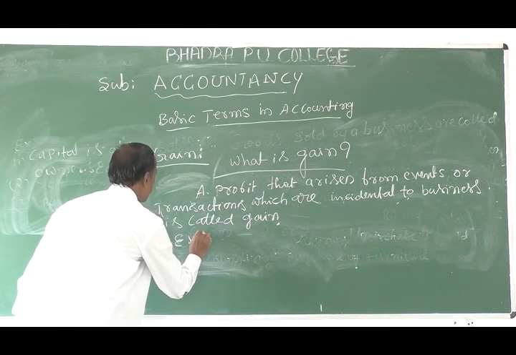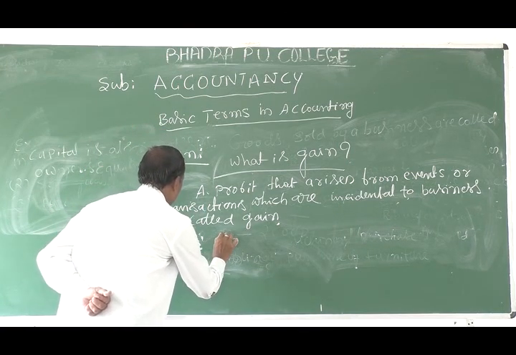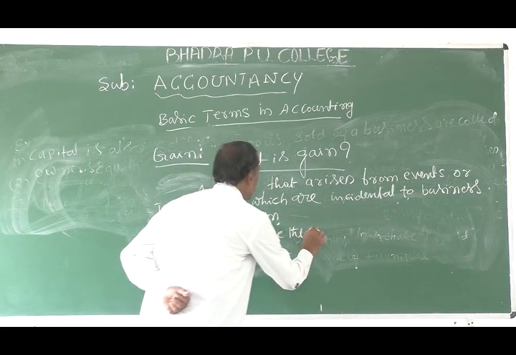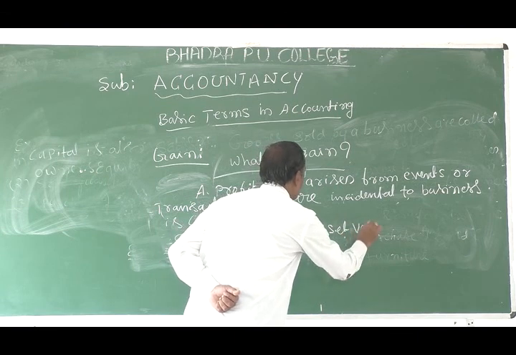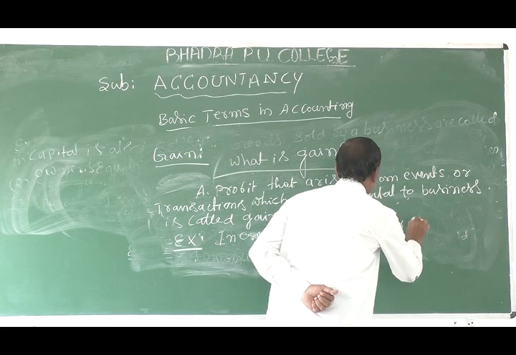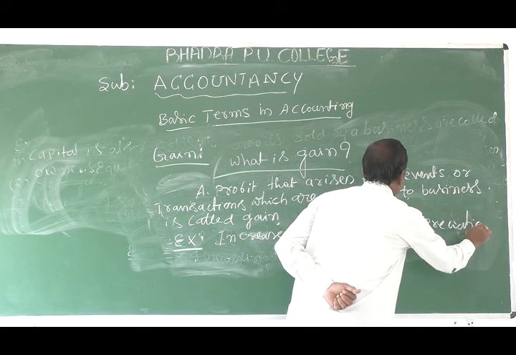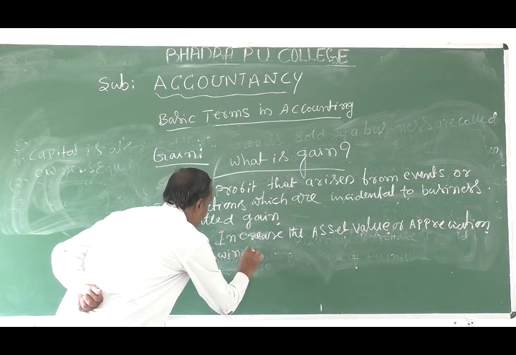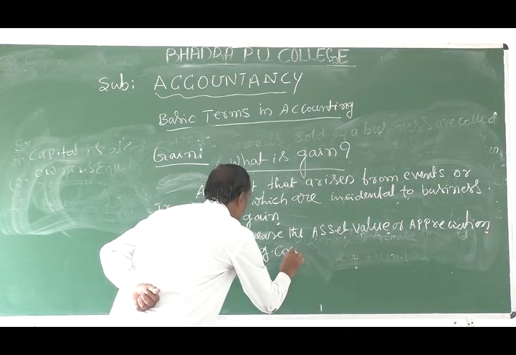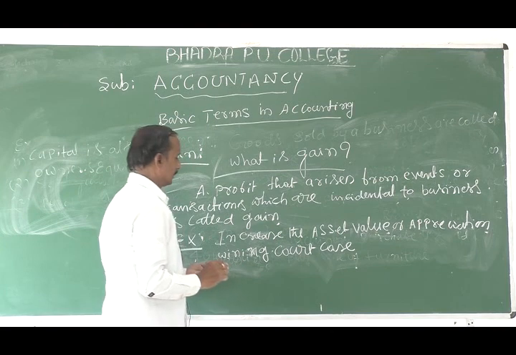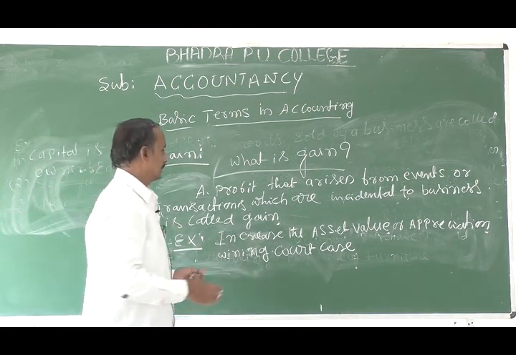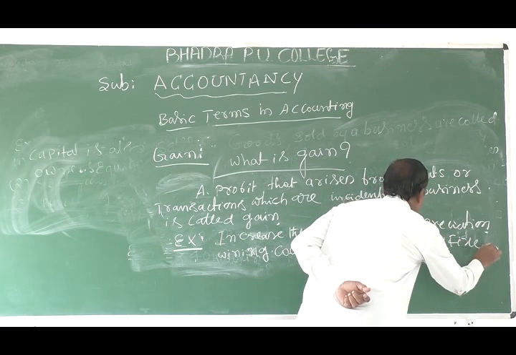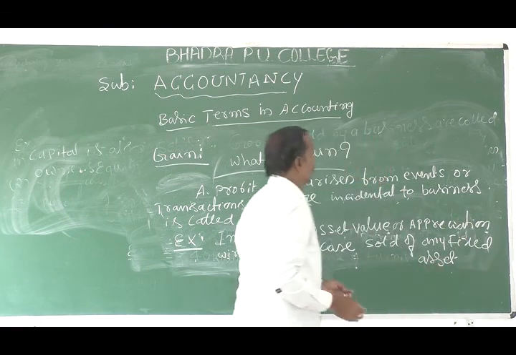Example: increase in asset value or appreciation. Another example: winning a court case. These are called gains, as is the sale of any fixed asset. These are called the gains.